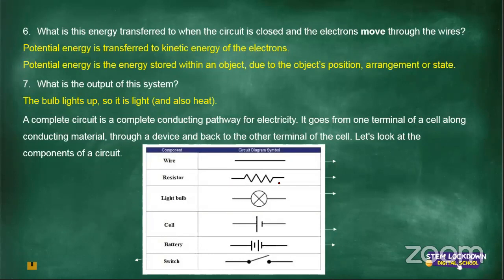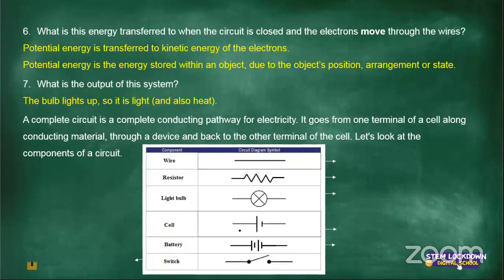You draw a resistor like this. Now tomorrow's lesson is on resistors, and I'll explain what a resistor is tomorrow. I'll just give you a brief description just now, but we'll go in depth to it tomorrow. And then, not tomorrow, sorry, tomorrow is a public holiday, so it will be Monday. So light bulb, this is your symbol for a light bulb. That's how you will draw it.